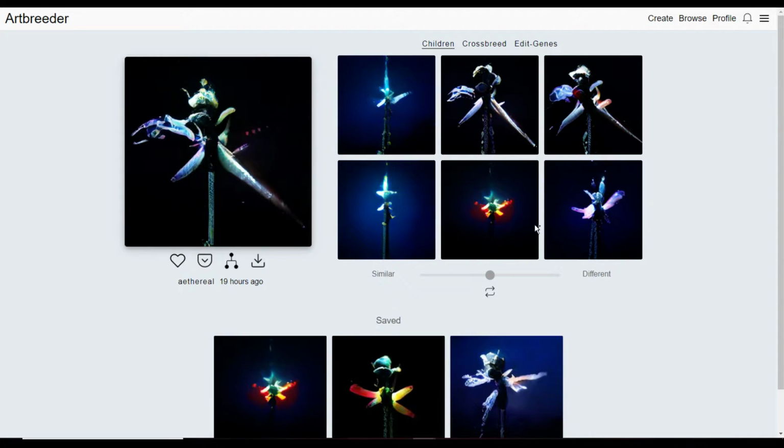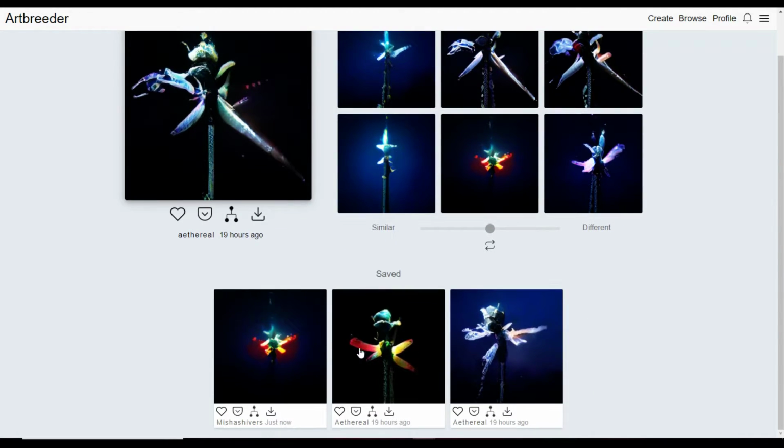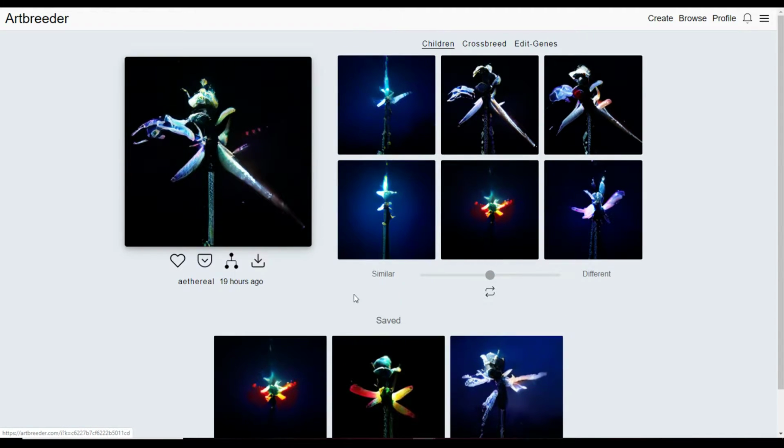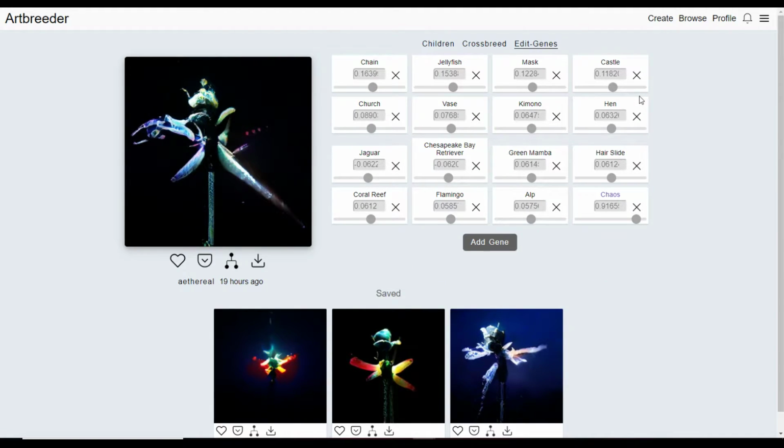I like that one. Once I click on one, it quote-unquote creates it, and then I can click on that and derive further. I'm curious about the genes that are in this one. Got chain, jellyfish, mask, castle, church, face, kimono, hen, jaguar, Chesapeake Bay retriever, green mamba, hair slide, coral reef, flamingo, alp. And you can also add genes.